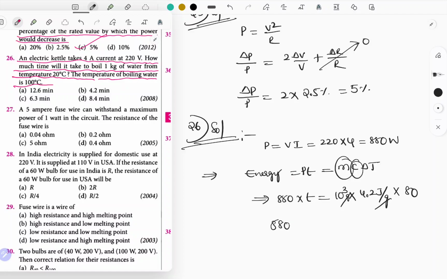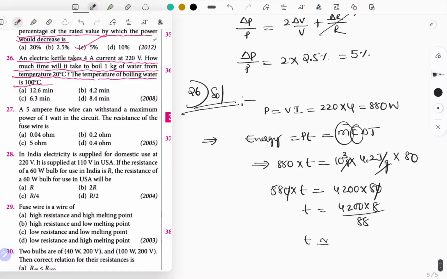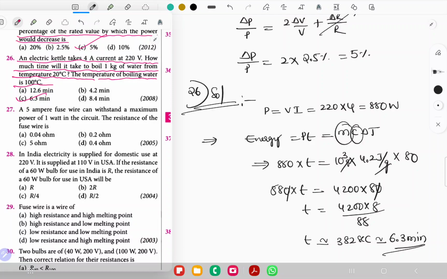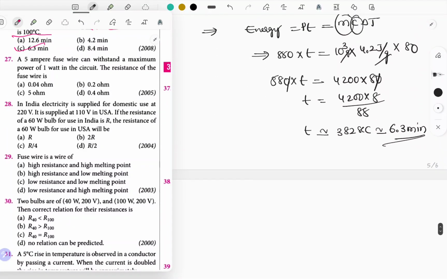880 into T is equal to 4200 into 80. So 0 will get cancelled. Then T is equal to 4200 into 8 divided by 88. This value is going to be approximately 382 seconds, which will give you approximately 6.3 minutes of time. Which option matches? Option C is the correct answer for this question. Okay, so let's move on to the next question.